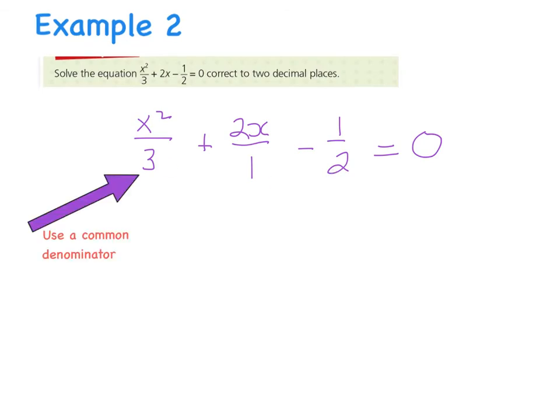And this is very reminiscent of the work that we've done already with solving algebraic fractions. So I've got my denominators here are 3, 1 and 2, and the lowest common denominator between all three is 6, so they all go into 6. And I'm going to say to myself, okay, so 3 goes into 6 twice, so that is 2 times x squared.